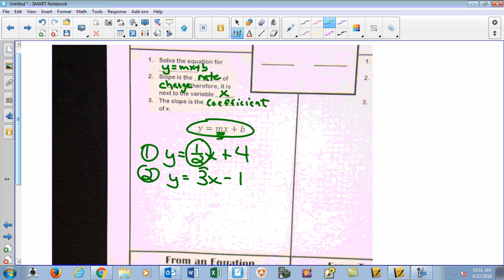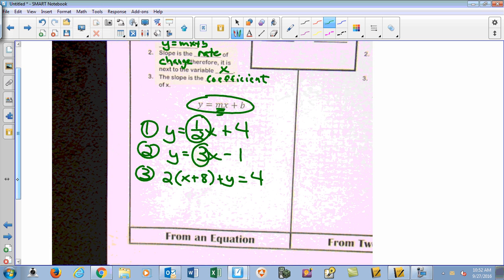All right. Now, what if I give you something crazy? I'm going to use this example here. What if you see something like that? First of all, is it in y equals mx plus b form? No, and that was the very first thing we had to do. We had to get it in that form. So now we have to use some algebra skills to maneuver it. We have to get y equals, which means we have to take all this and put it on the right-hand side.